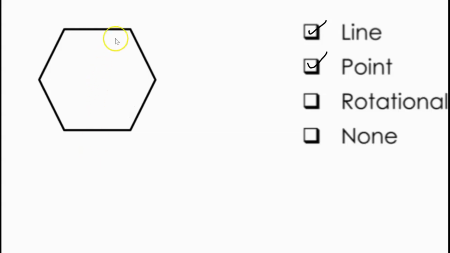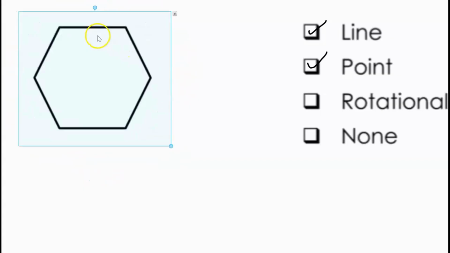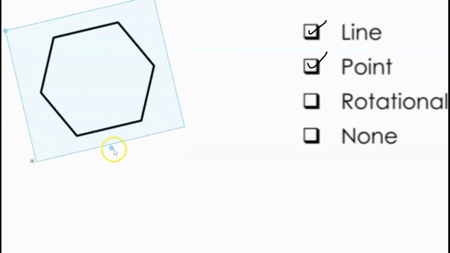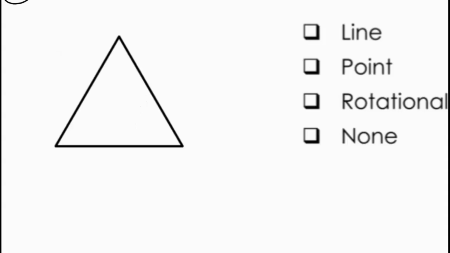All right, point symmetry. So with point symmetry, if I can turn it all the way upside down and it still looks the same, then it has point symmetry. And remember, if it has point symmetry, which means I can turn it less than 360 and it looks the same, then it also has rotational symmetry. So this one has all three. Let's look at another one.